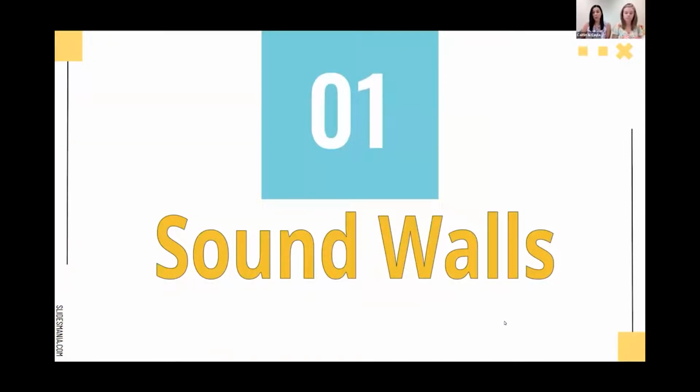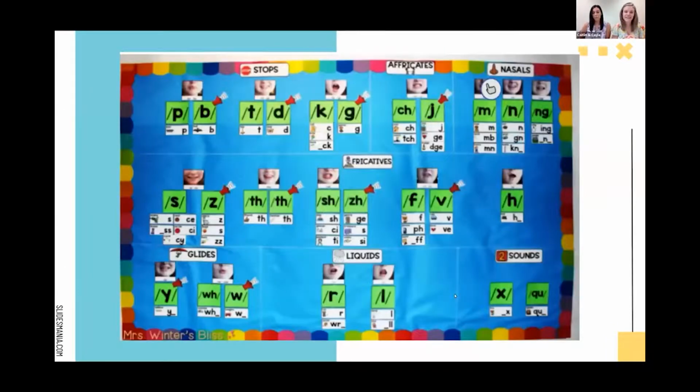So the first thing we'll be digging into is our sound walls. Here you're going to see a picture of a sound wall. This isn't one that we particularly use in our classroom, but this is the consonant part of the sound wall. Sound walls are, however, a huge part of our classroom, and we spend a lot of time talking about how those sounds are produced with our mouths and how we can relate it directly back to our sound wall using the kid lip pictures as well as the sound spelling cards that are on that wall.